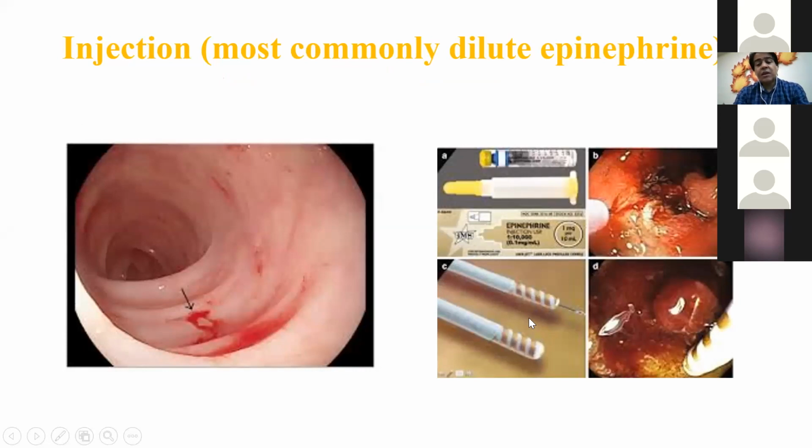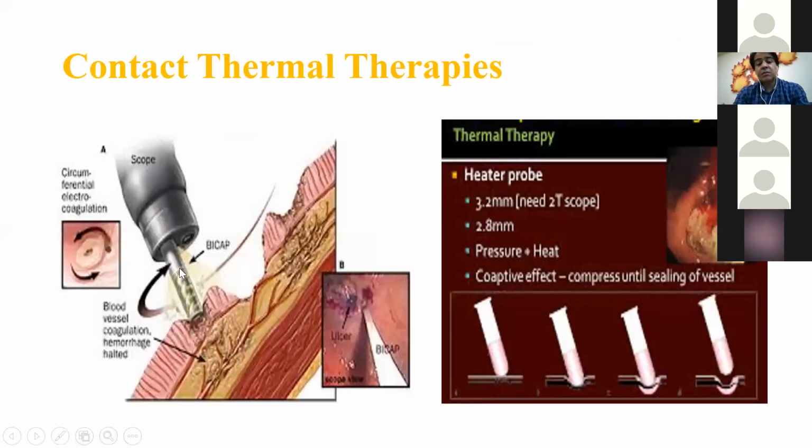We can inject this epinephrine in all quadrants of the ulcer to achieve hemostasis. If you fail to achieve hemostasis, then you have the option of contact thermal therapy. Here we have two probes: one is the silver probe and the second is the gold probe. We can use this in a way that has a compressing effect, to compress until sealing of the vessel. This is the diagram of how contact thermal therapy can be used to achieve hemostasis.